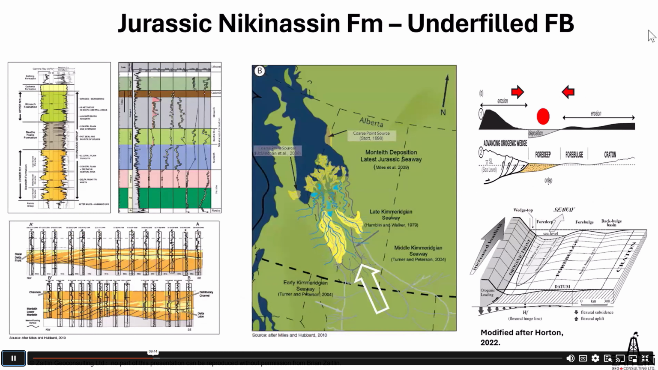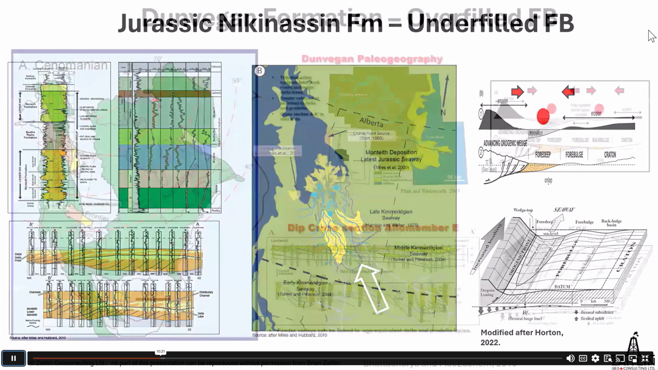This is work done by Miles and Hubbard from the U of C, taking a look at the underfilled foreland basin associated with the Nikanassin. And their paleogeography in something like this basically shows the axial drainage going from south to north, going from fluvial to deltaic to marine. In a position like here, that's where we would have the forebulge. And so what we're dealing with is axial drainage going in this type of direction. That's in the underfilled foreland basin component.